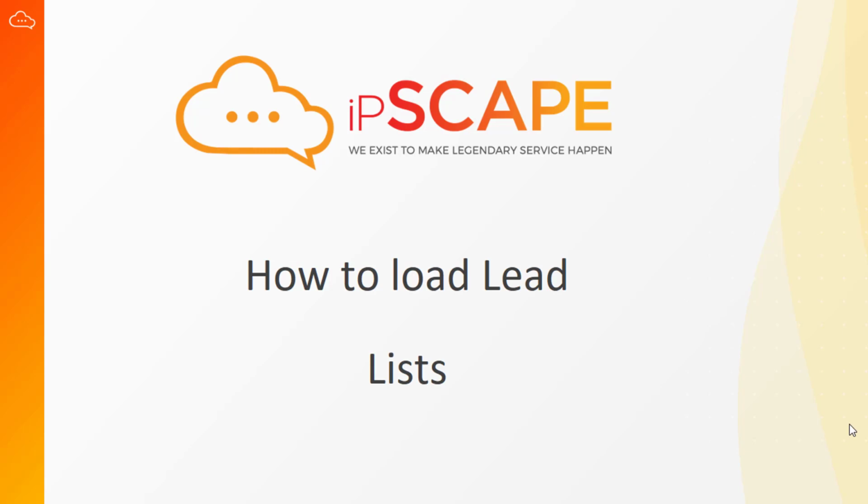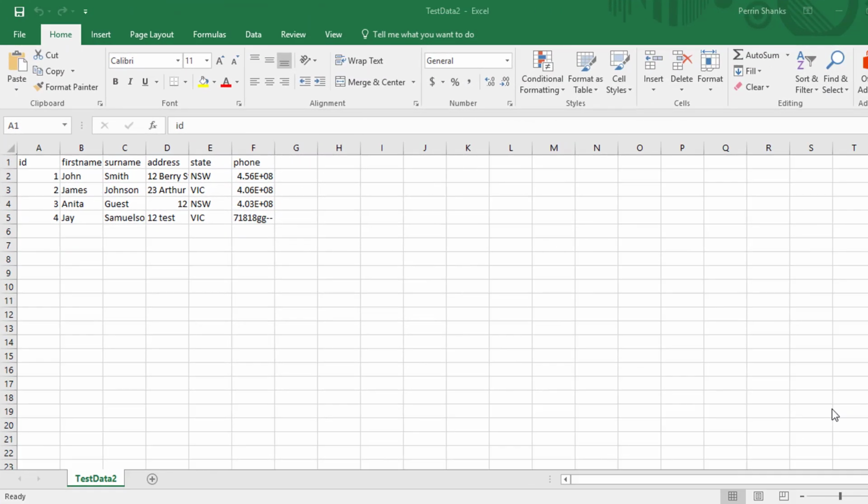A lead list is a list of phone numbers that we load into IPscape, and then our dialer will dial the numbers and then distribute them to agents who are available. So here we have an example of a very simple lead list. Basically, it needs to be saved in CSV format, and I've just got a few columns here. So I've got first name, last name, address, state, and phone number.